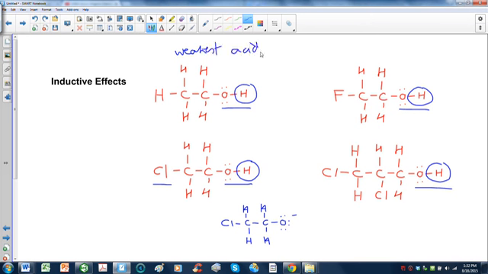Now when we compare this guy and this guy, what's the difference between these two? Of course the big difference is, well, you know what, I noticed this one has one too many carbons in it.